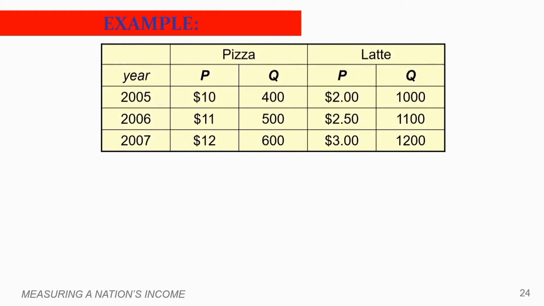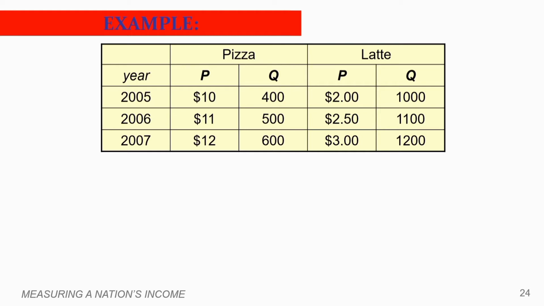Let's have an example of these two versions of GDP. So suppose we have the following data of the economy, and let's assume that there are only two goods produced in each year, and the prices and quantities for the two goods are given. What is the nominal GDP in 2005, 2006, and 2007?